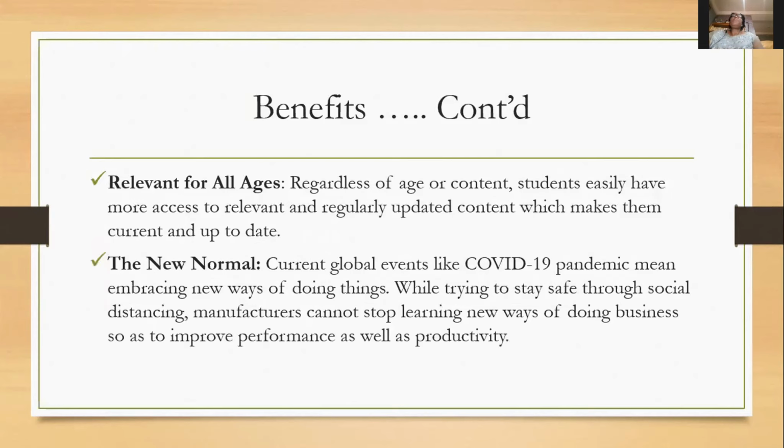And one beautiful thing about digital learning is that it is relevant for all ages, regardless of your age, regardless of what you're looking for. Students can now easily have more access to relevant and regularly updated content, which makes them current and up to date. Like John was saying, it is not enough to have all these machines, all this technology. People need to know how to use them.